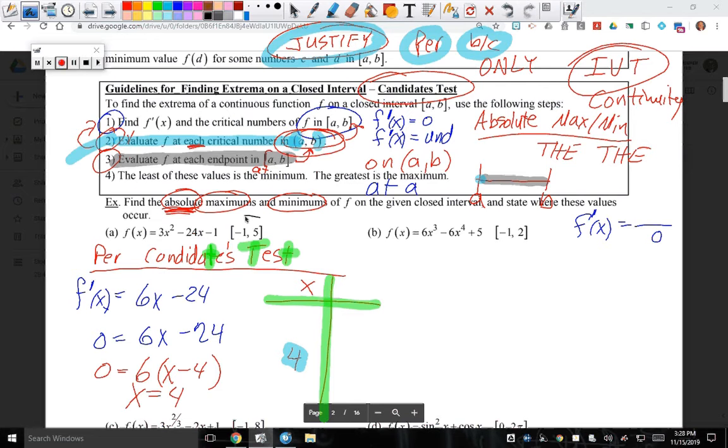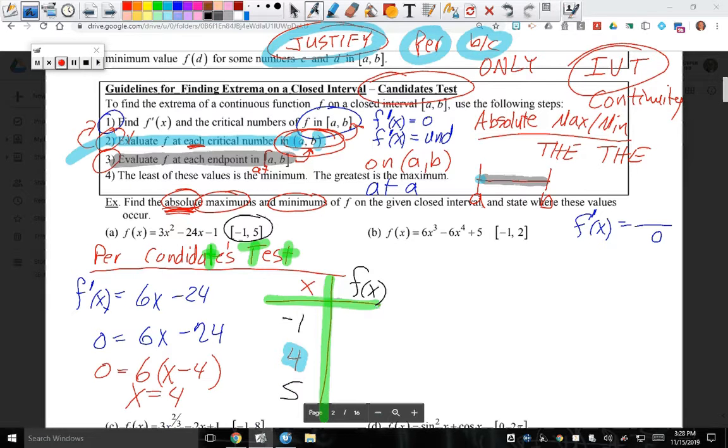Endpoints. -1 and 5, because they're non-differentiable. The slope is undefined. Guess where we're going to put these values in? The original equation. Guys, we've been doing this a lot lately. We will find an x value, and in implicit differentiation, we plug it into the original function, and we plug it into f prime, because it has important stuff on both levels.